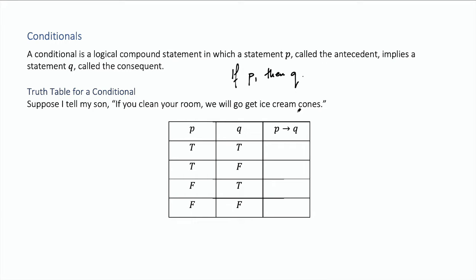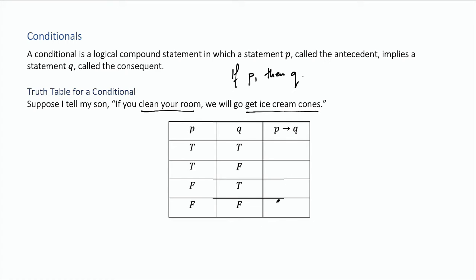So here we have the first two columns of our truth table, okay, the possible ways that those two basic statements of him cleaning his room and getting ice cream cones could be true or false. This statement here, this P implies Q. That arrow is the implication, the conditional. Okay, this is if P, then Q. We want to determine if that statement, what I told my son, is true in each of these situations.